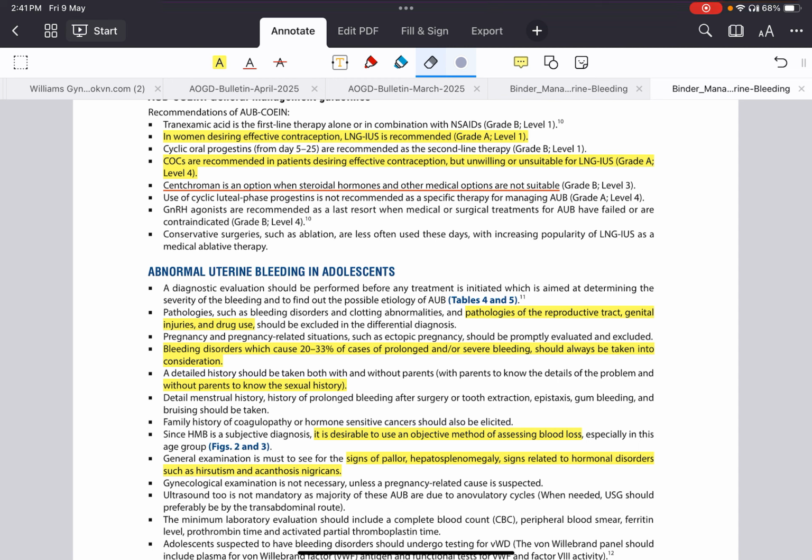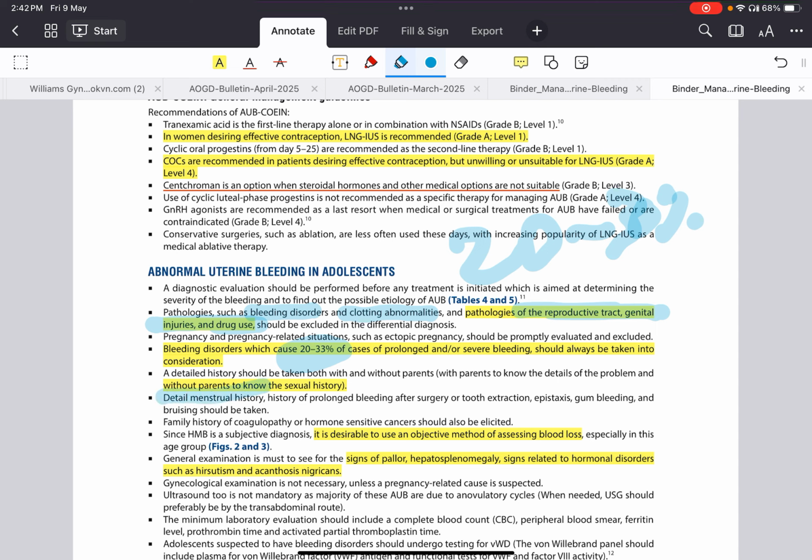Next is PALM-COEIN. Abnormal uterine bleeding in adolescents. In adolescents, you should ask about bleeding disorders and clotting abnormalities. You should find out about reproductive tract pathologies, injuries, and drug usage. Bleeding disorders account for about 20 to 30% of cases. You'll ask about sexual history without the parents, directly to the adolescent girl.